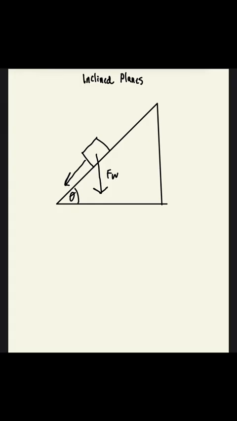If we look at the horizontal or the parallel force, so the force acting parallel to the inclined plane, the formula is mg sine theta, and that will tell us the force parallel to the slope, so the force down the slope.